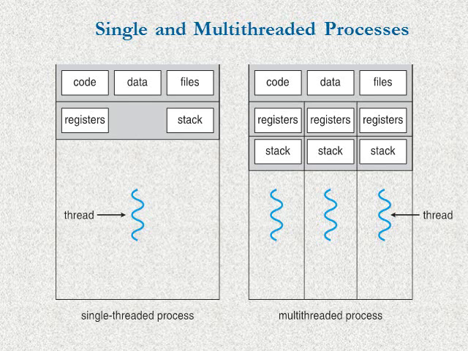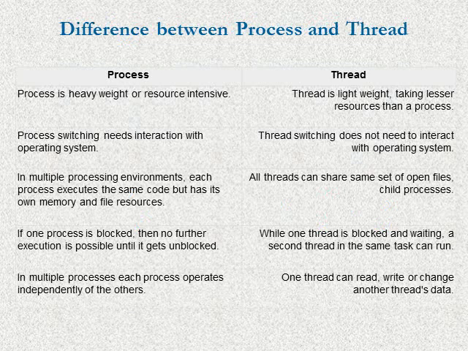So we can assign multiple threads to multiple sections of code or multiple tasks. To signify the concept of threads, over here we have listed several differences between processes and threads. The first one is that processes are resource intensive, so they are heavyweight. On the other hand, threads are lightweight and require quite a smaller number of resources compared to a process.